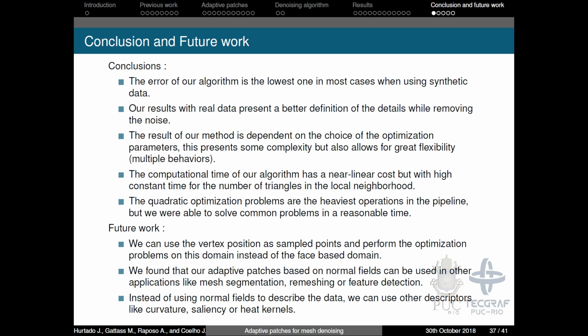As future work, we want to use the vertex normal field instead of the face-based normal field, or combine both to obtain a more robust solution. Also, we want to use our adaptive patches in other applications like remeshing, segmentation, or feature detection. And instead of the normals, we can use another descriptor, for example curvature, saliency, heat kernels, or others. That's all.